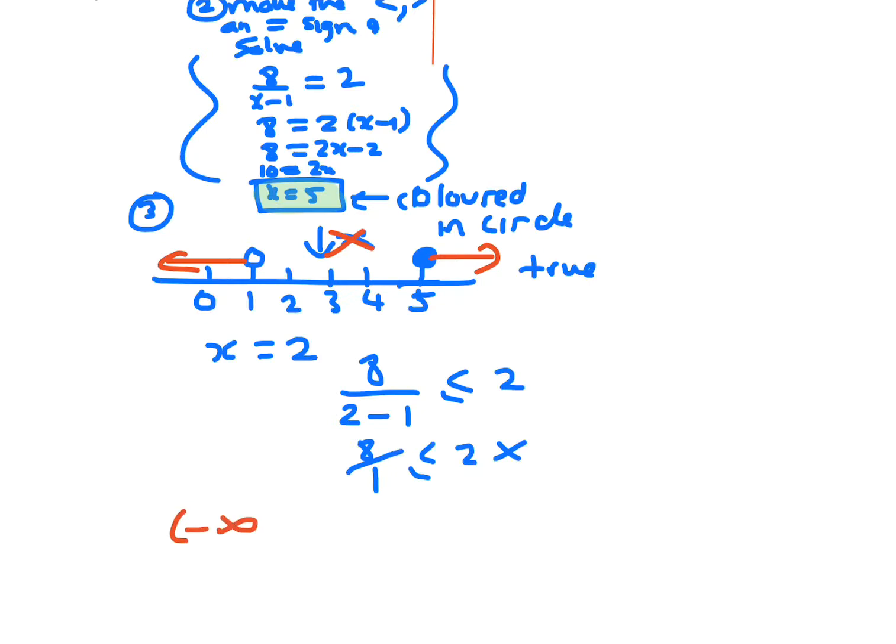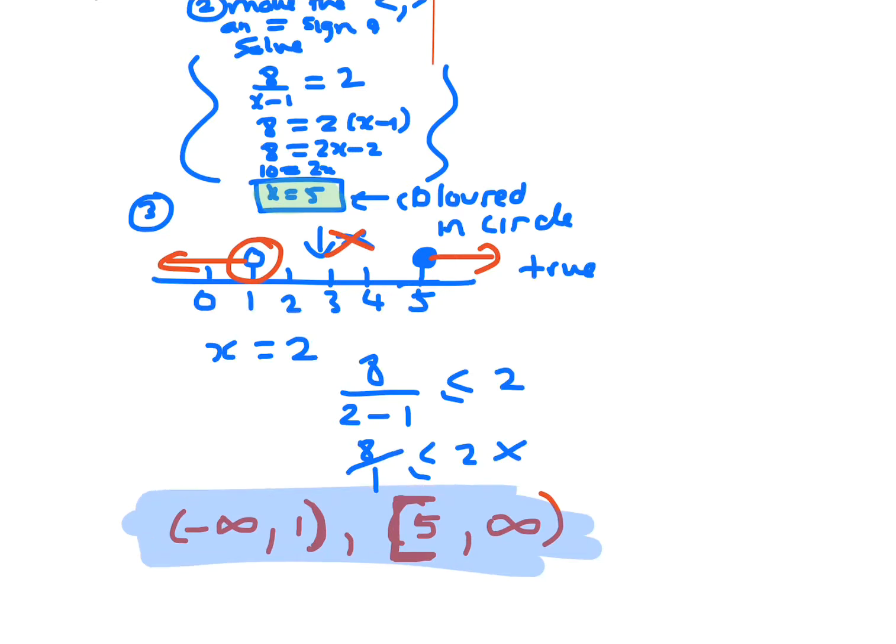And then you're just left with writing a solution. So you've got minus infinity up to 1, and it's a curvy bracket because it's not equal to it. And then you go from 5, which is equal to, so you need one of those square brackets, 5 to infinity. And that would be your solution.